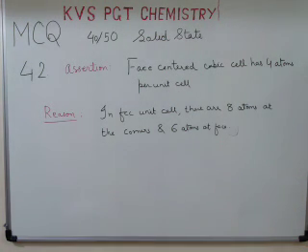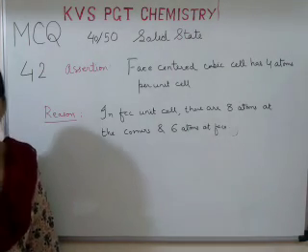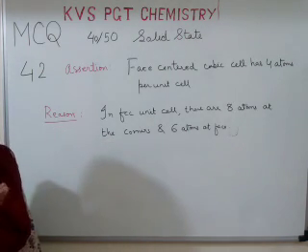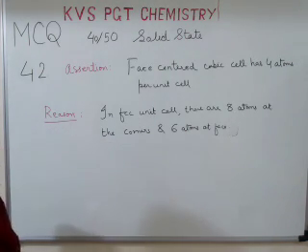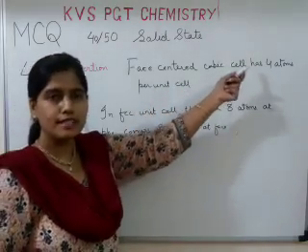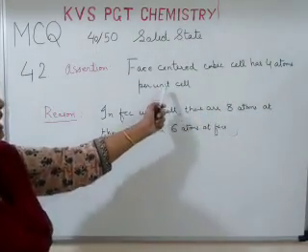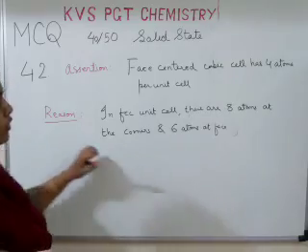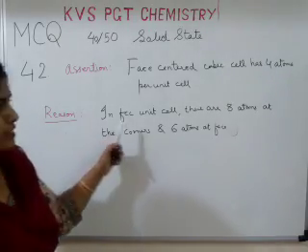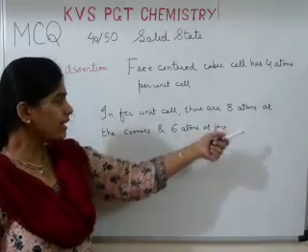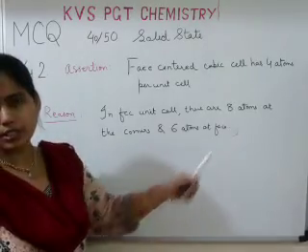Now see the next question. Assertion: a face-centered cubic cell has 4 atoms per unit cell. Now what is the reason given? In an FCC unit cell there are 8 atoms at the corners and 6 atoms at the faces.